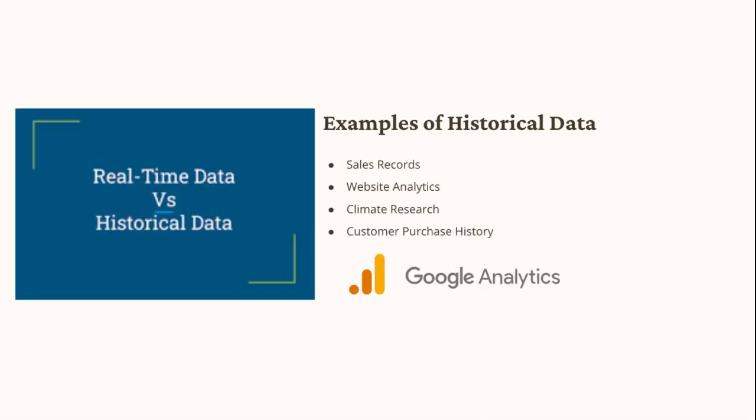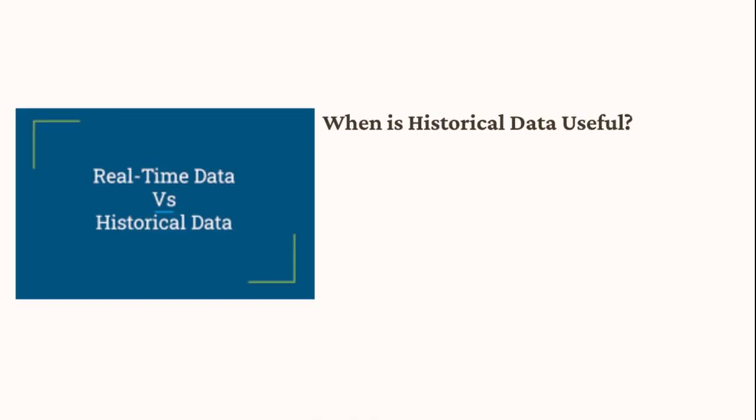Customer purchase history. Retailers use this data to identify loyal customers and recommend products based on past buying habits. Historical data is valuable when you're looking for trends and patterns over time. Example, analyzing user engagement on a social media platform. Making strategic decisions. Example, using past sales data to plan marketing campaigns. Conducting predictive analysis. Example, using past energy consumption to forecast future demand.